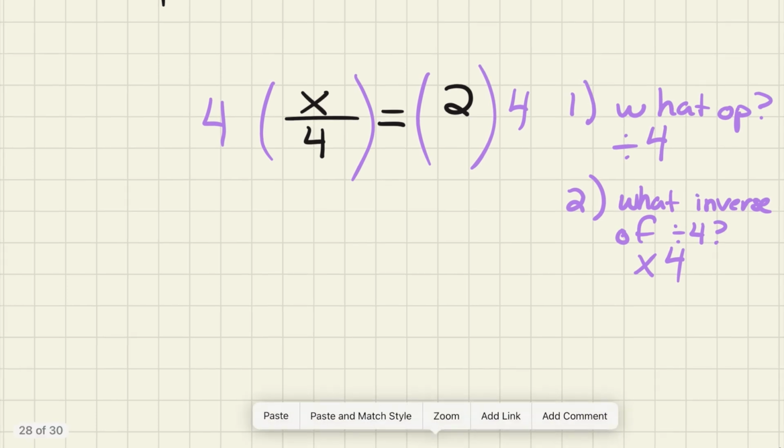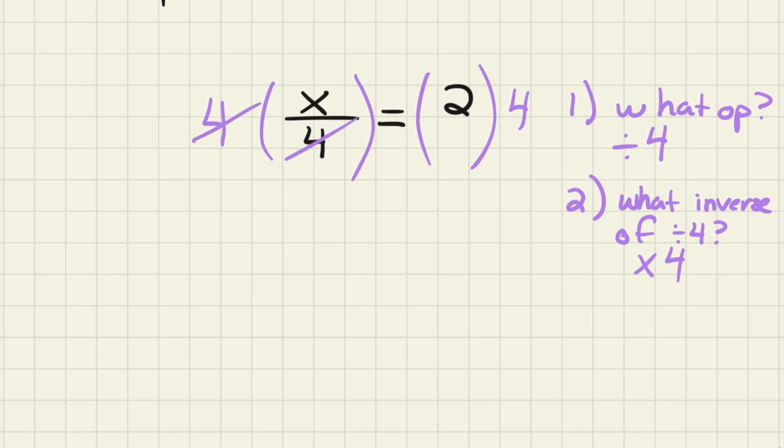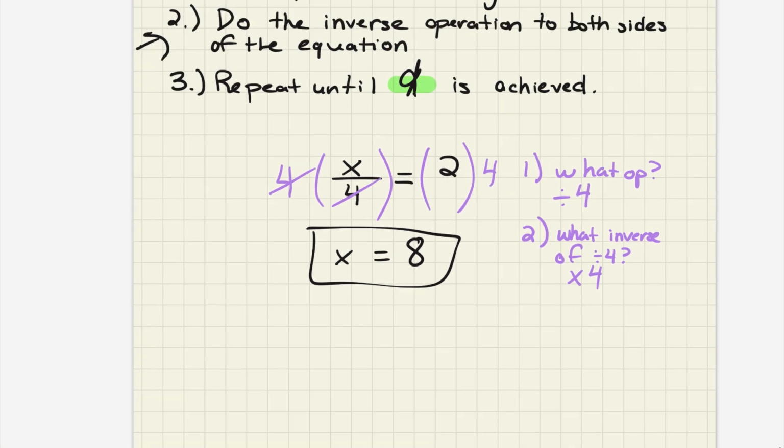Well, that's really like doing 4 divided by 4, which is equal to 1, so we can just cross these out. We can cancel them out. So we'll be left with x on the side of the equation. And then on the right-hand side, we have 2 times 4, and 2 times 4 is 8. So the solution to this equation is going to be x equals 8.